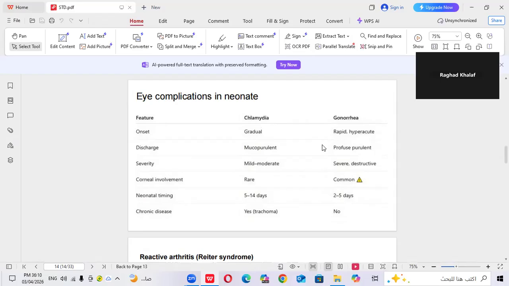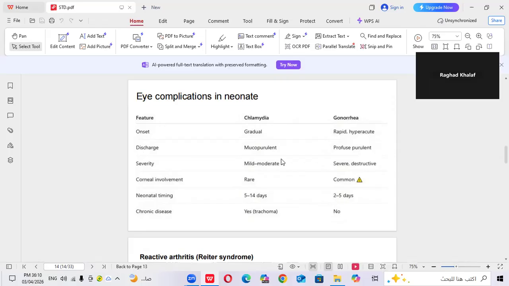If it was more acute and he developed the symptoms or features really fast, within 2 to 5 days, he's pointing toward gonorrhea, because we said previously that gonorrhea tends to be more rapid and acute than chlamydia. Chlamydia tends to be more gradual, so it's going to take more time, between 5 to 14 days, but gonorrhea is more acute, so it's going to take less time, 2 to 5 days, to develop the symptoms.